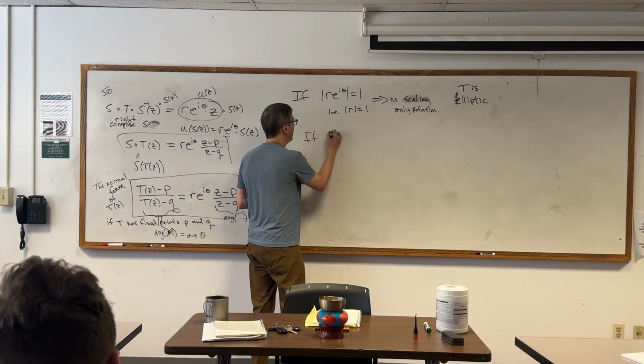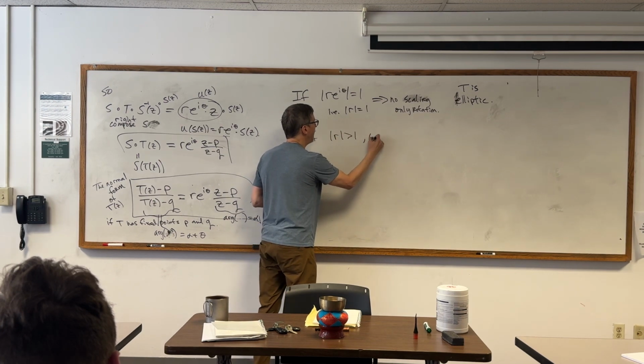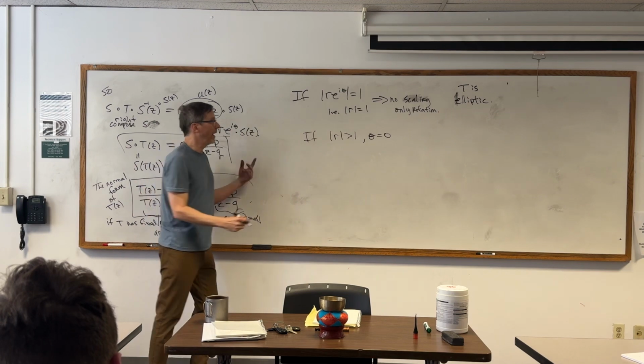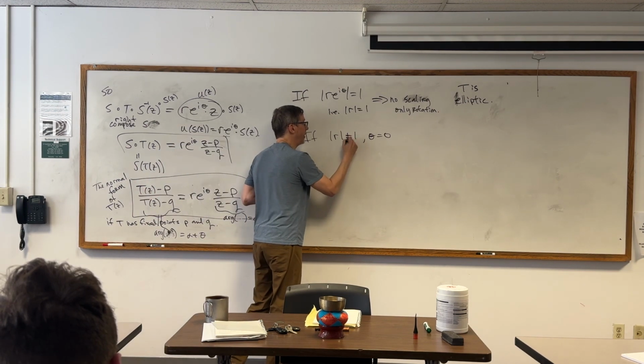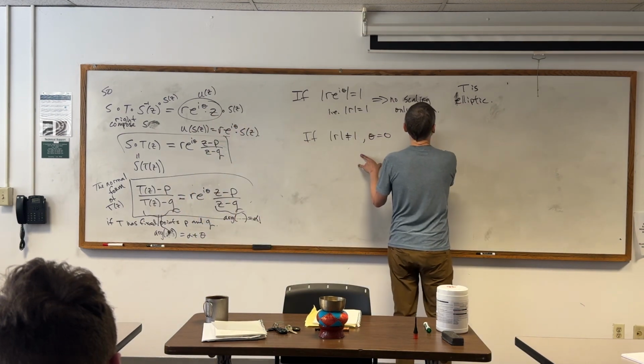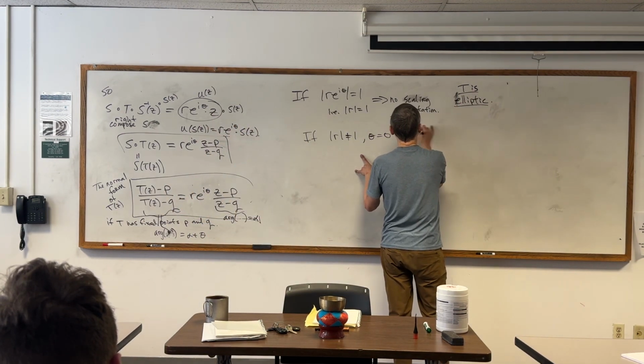If the magnitude of R is not equal to 1, and theta equals 0, it could shrink too. If that happens, T is hyperbolic.